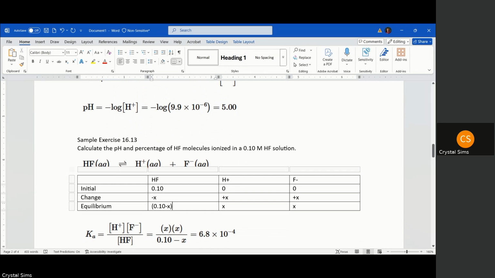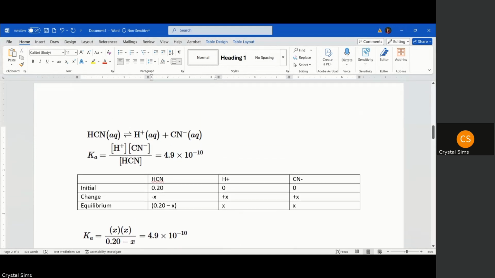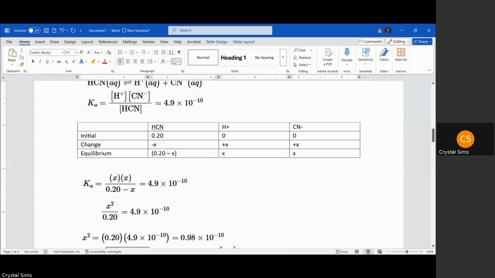I know that it's my products over my reactant. I put in the x and the 0.10 minus x, and I found the Ka in Appendix D. So I just went to Appendix D, looked up the Ka for hydrofluoric acid, and there it is. Okay, so I've got basically the same equation that I had in my last problem. All right, so what makes this problem different?